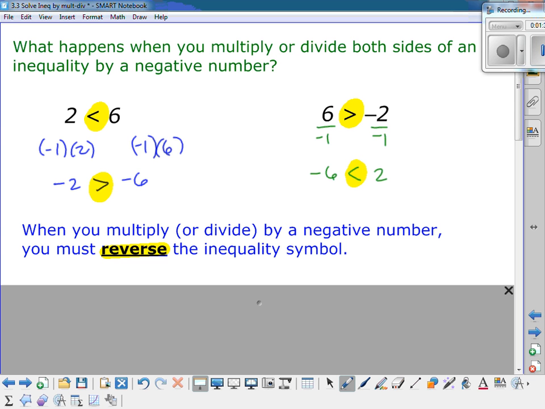Now, this doesn't mean that anytime there's a negative in a problem, you're going to reverse the symbol. It's only when you multiply or divide by a negative. Okay, that's the only time. Just because there's negative numbers in it does not mean you flip things around. Do you guys understand the difference? Okay.